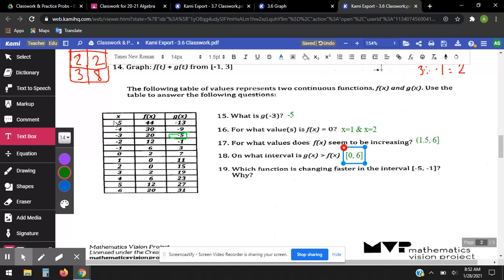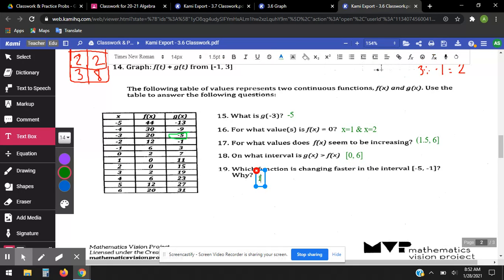Which function is changing faster in the interval -5 to -1? Why? All right, so here we go, -5 to -1. So I'm only looking in these top ones. Which one seems to be changing faster? Well, this one's going from 44 all the way down to 6, whereas this one's going from -13 to 3. So f of x actually has the bigger change.